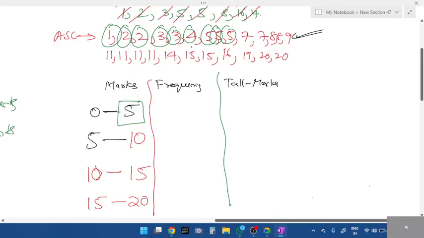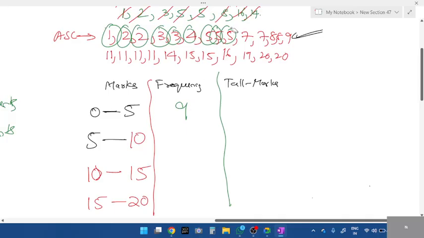They're basically students. The number of students. How many students have scored from 0 to 5? 3, 4, 5, 6, 7, 8, 9. How many numbers have I marked? 9. So what is the frequency for 0 to 5? 9. Basically 9 students. The answer is 9 students.